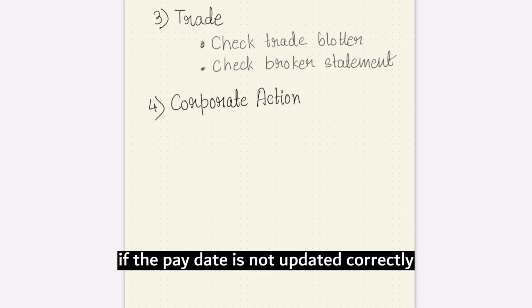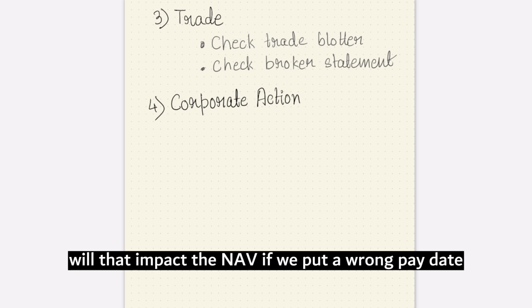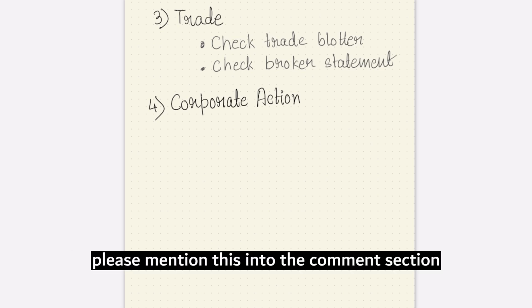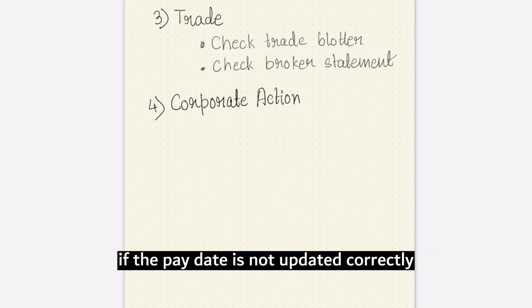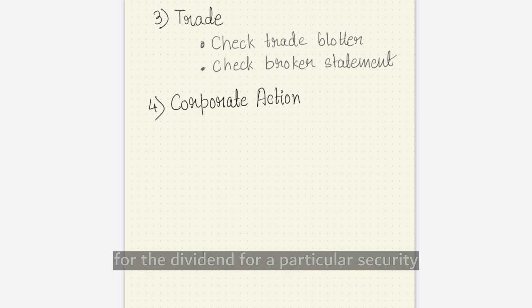What will happen if the pay date is not updated correctly? Will that impact the NAV if we put a wrong pay date? Please mention this in the comment section. What will be the issue if the pay date is not updated correctly for the dividend for a particular security? I want to know how much you understand from these lectures.